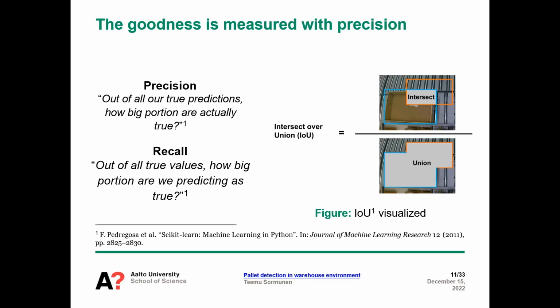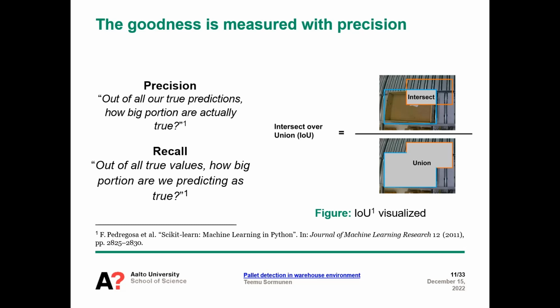The recall then is, out of all true values, how big a portion are we predicting as true? For the thesis we can think of this as, out of all full pallets, how many of them do we get correct? Such that if we have 1000 pallets that we need to recognize and we recognize only 700 pallets, then we get 70% recall.